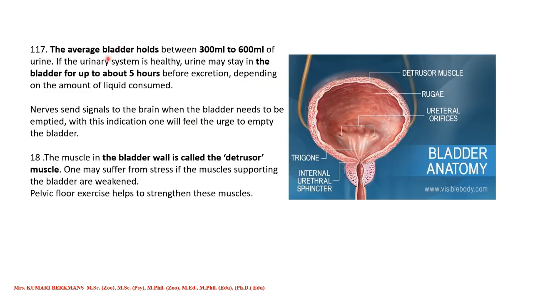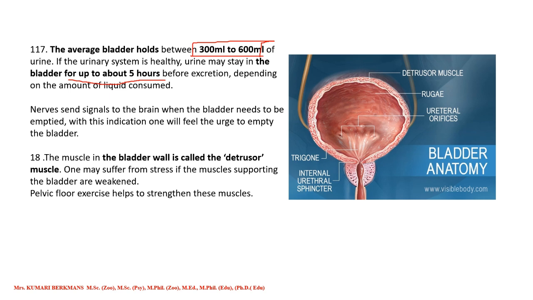Next one. The average bladder holds between 300 ml to 600 ml of urine. If the urinary system is healthy, urine may stay in the bladder for about 5 hours. This one, keep in mind, is very important. How many hours will the urine stay inside the bladder? It is 5 hours if the person is healthy. And how many ml does it hold? Nearly 300 ml to 600 ml, according to the intake of water and other liquid food material. So it keeps the urine for about 5 hours in a healthy human.